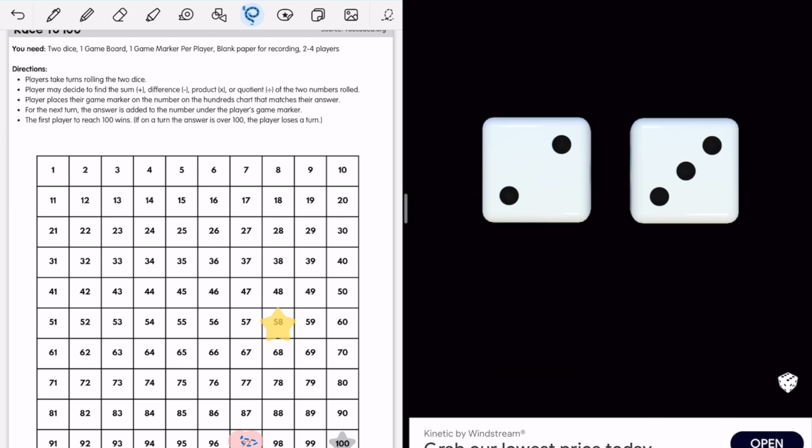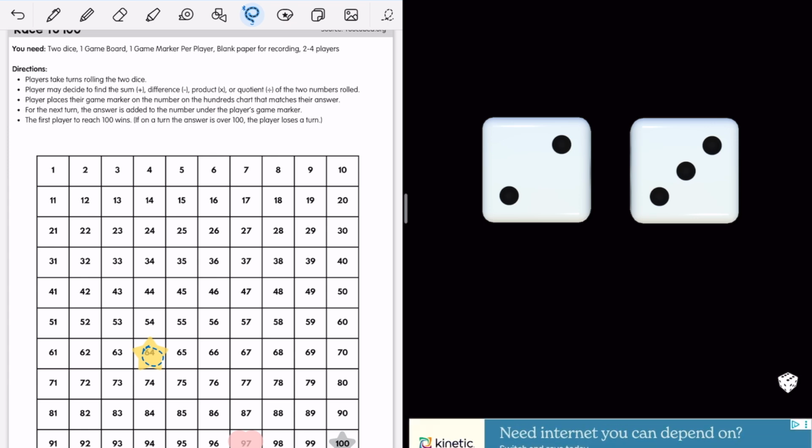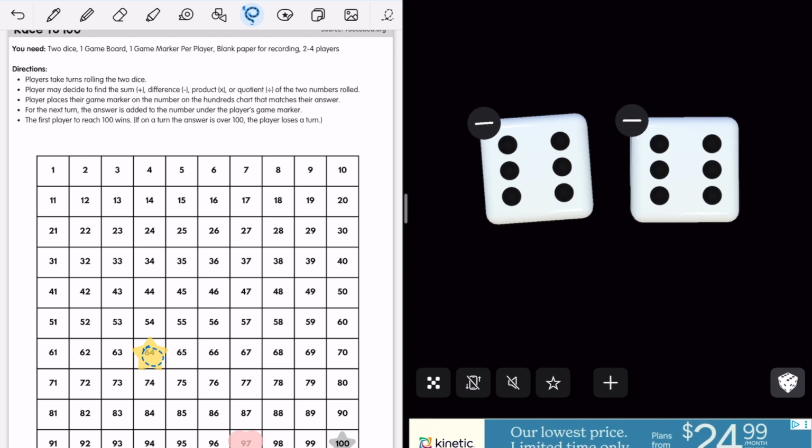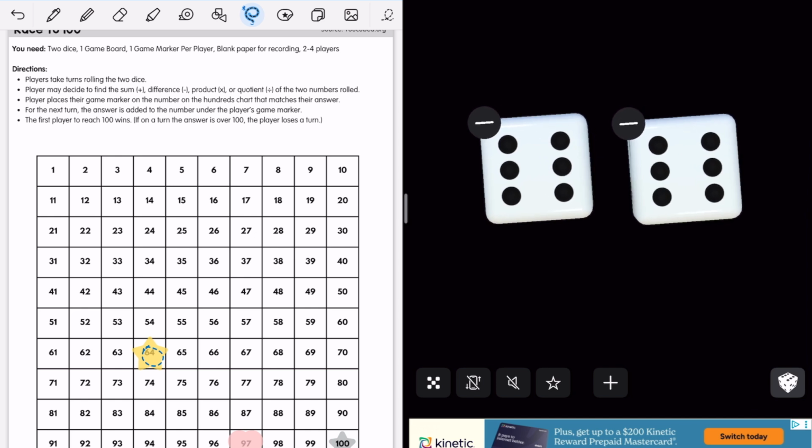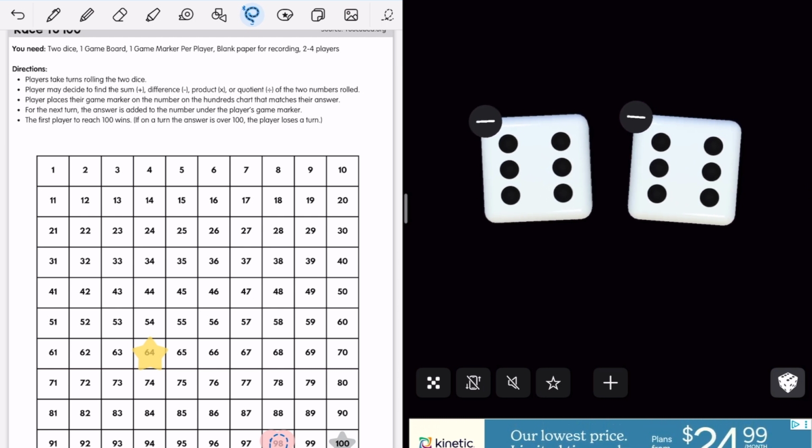Okay, another 2 and 3, so 2 times 3 is going to be 6, and that would probably be the best way to go in this case. So it's 64. Okay, well. So this is starting to get interesting for player 2. However, they're kind of locked into doing a 1 again. Okay, so they're getting very close.